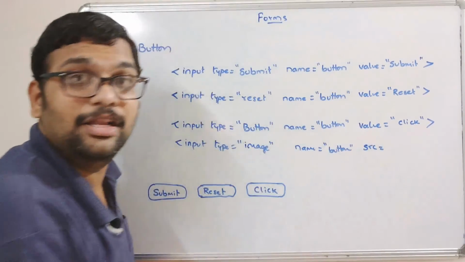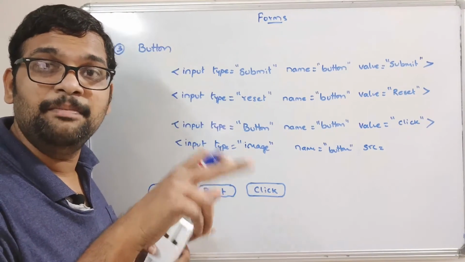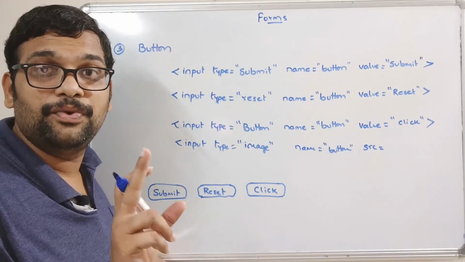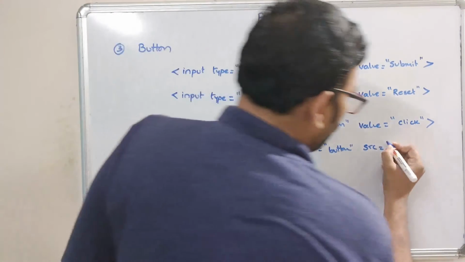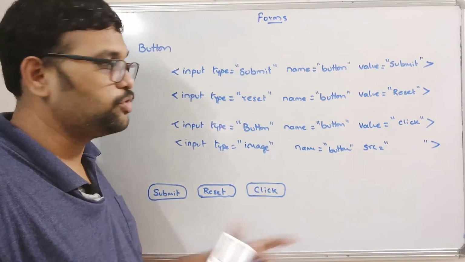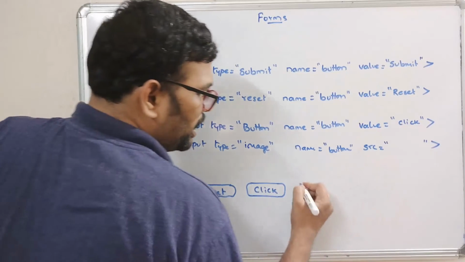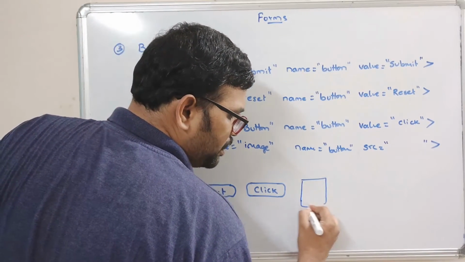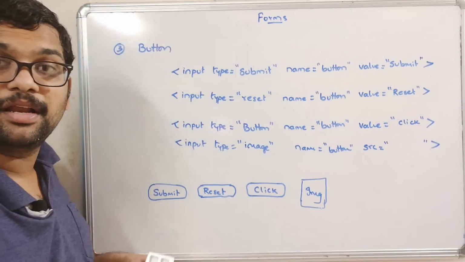src is equal to, not the value, src is equal to, because we are placing a photograph or an image as a button. So if you click on that image, automatically it will be redirected. Okay, some source, so this must be the source in our device, the complete source of that particular image in the device. And this will create an image here.